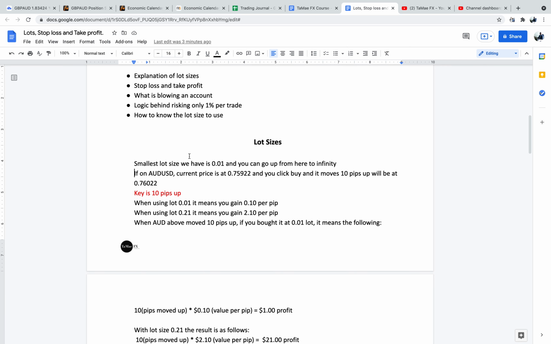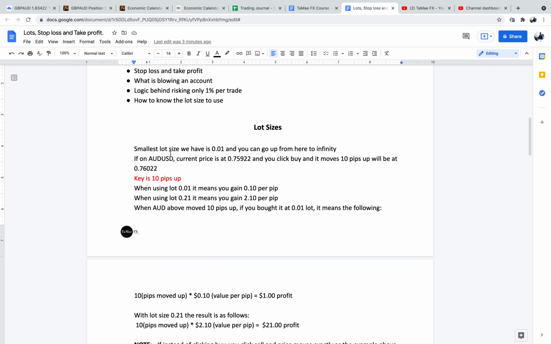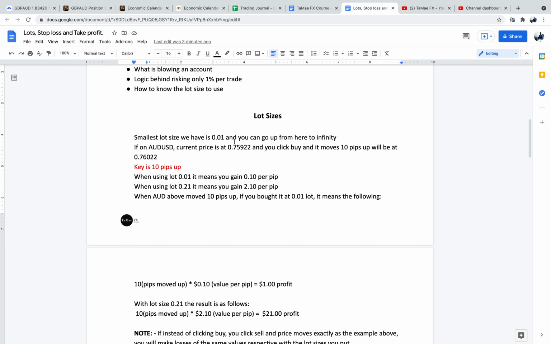The first one is lot sizes. The smallest lot size we have is 0.01, and you can go up to as many as you like, as long as you're making sure that your risk management is in check. Okay, let's give a scenario here.